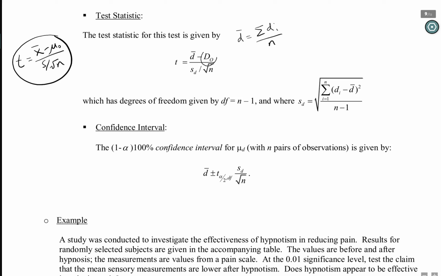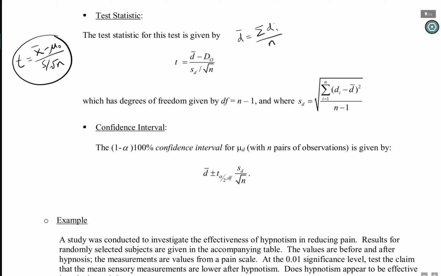D naught is the mean difference under the null hypothesis. SD is the standard deviation of the differences given by the formula here. Okay, and then of course there's the sample size. The degrees of freedom with this particular distribution, this particular t-test, is n minus 1. And so actually let me write that out here. I want to make that complete.